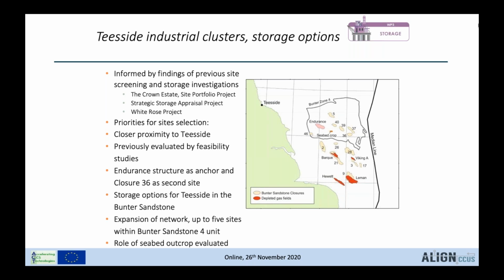The storage options investigated for Teesside are all in the Bunter Sandstone, in Bunter Sandstone Unit 4, shown on the map. And then we have an expansion from our two initial sites, our anchor and second site, with up to 5 sites. And as part of our investigation, the role of a seabed outcrop, as also shown on the map, has also been evaluated. Next slide, please.